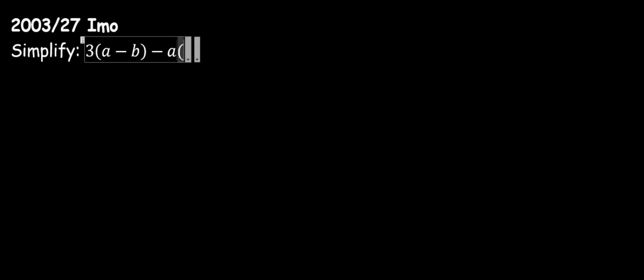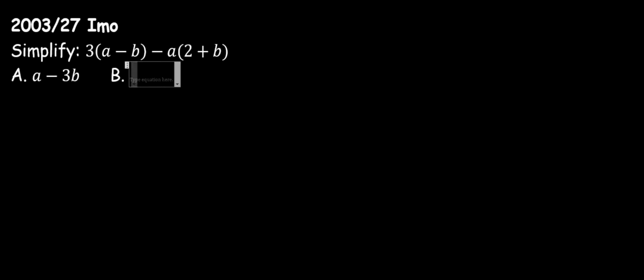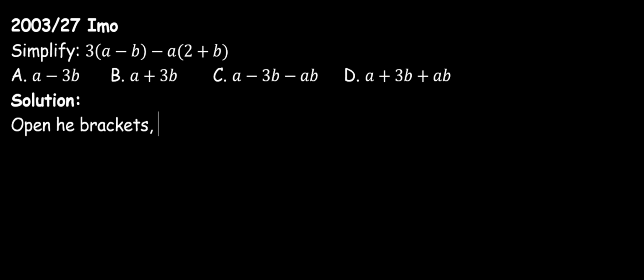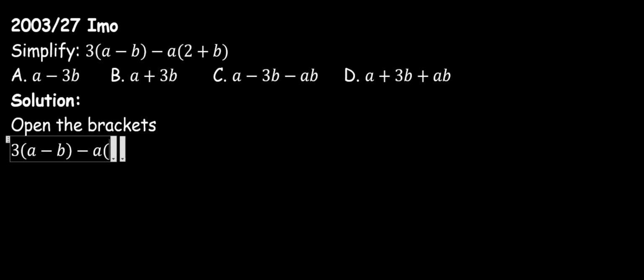Another example. Simplify 3(a − b) − a(2 + b). The options are given: A, a − 3b; B, a + 3b; C, a − 3b − ab; D, a + 3b + ab. Solution. Opening brackets, we have the problem 3(a − b) − a(2 + b).